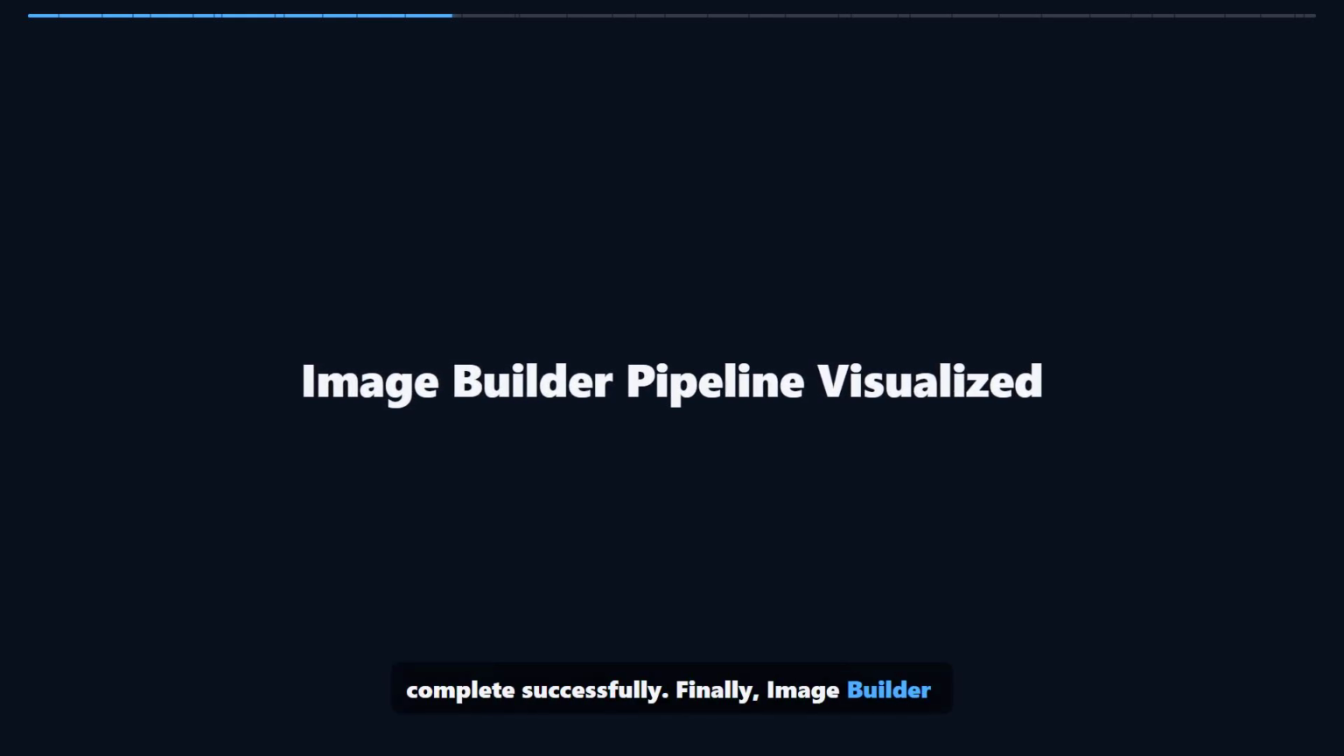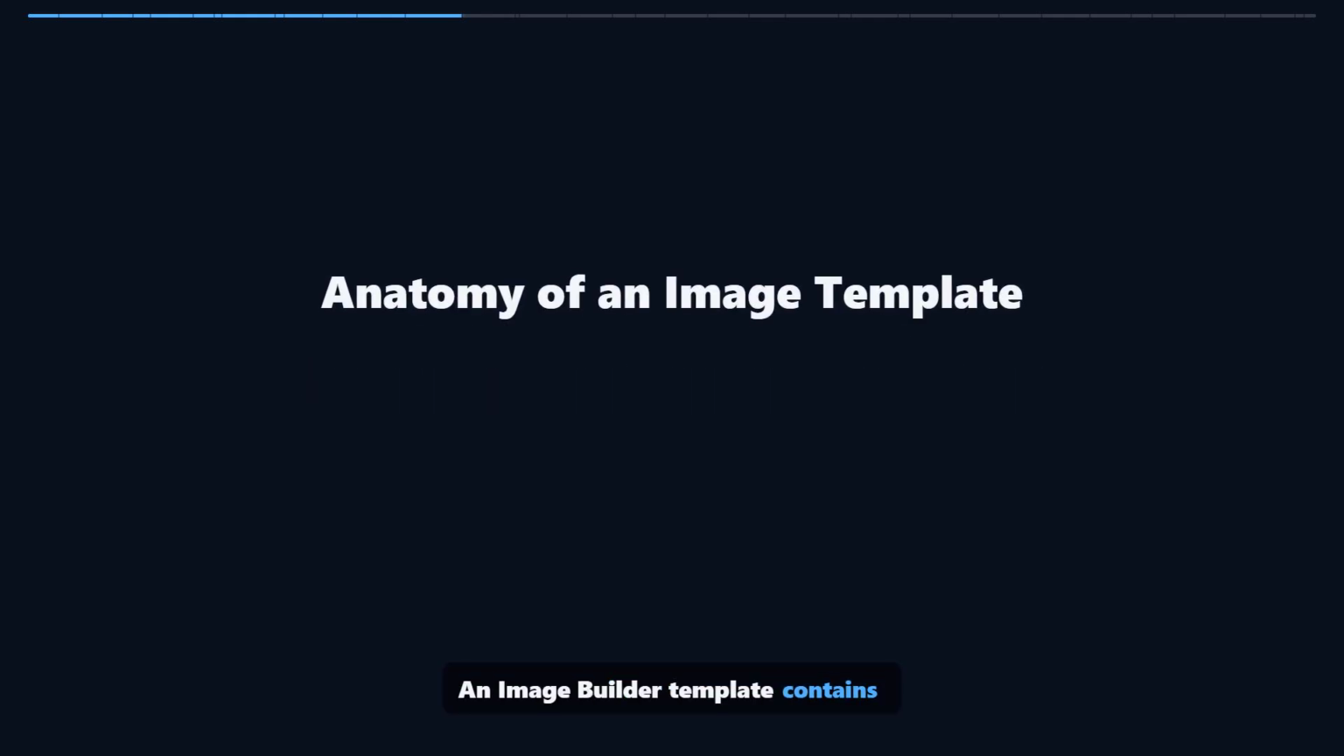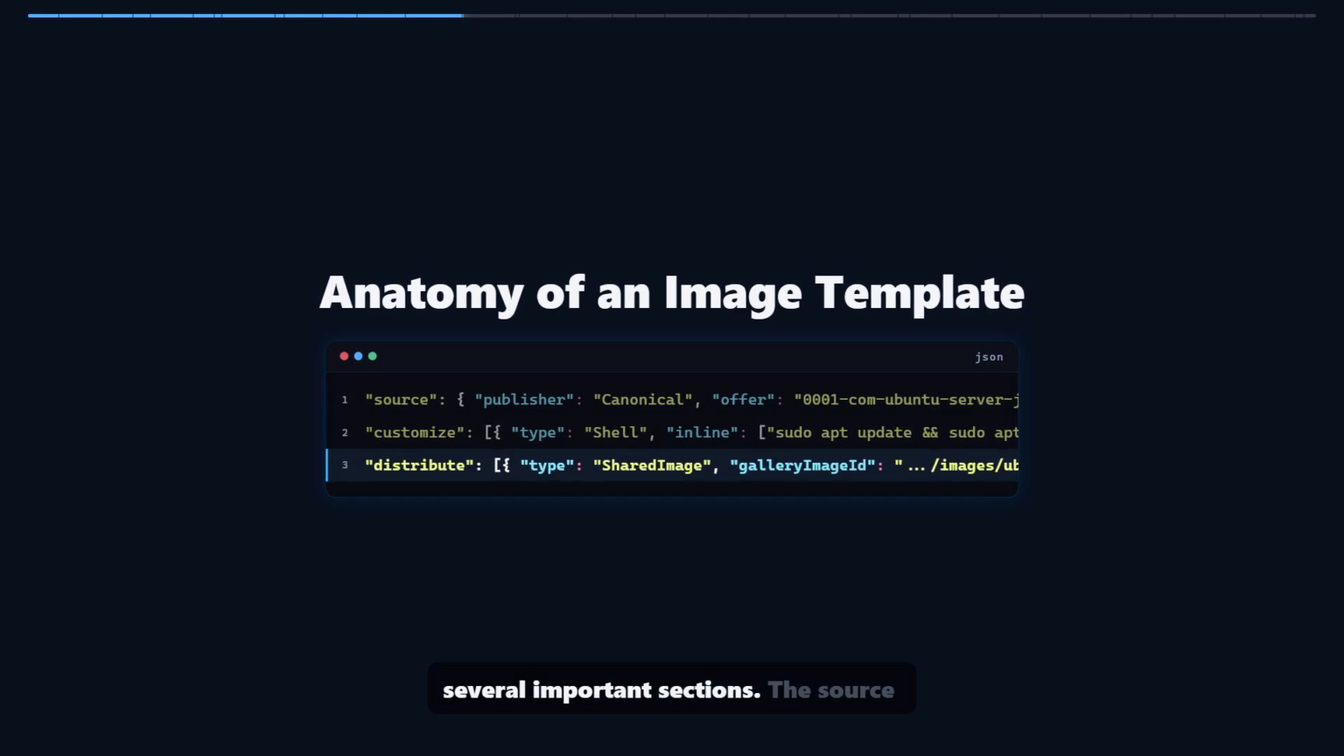Finally, Image Builder distributes the approved result to the configured destination. The service normally manages its temporary build resources, but failed or interrupted builds should still be checked for staging resources, logs, and diagnostic information. An Image Builder template contains several important sections.